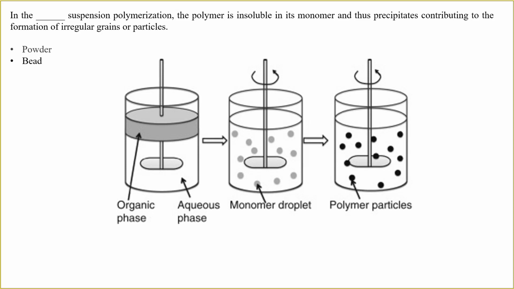So the remaining one is the powder suspension, where the polymer is insoluble in its monomer and thus precipitates, contributing to the irregular grains that are formed. So that's why powder suspension polymerization is the answer for this question.